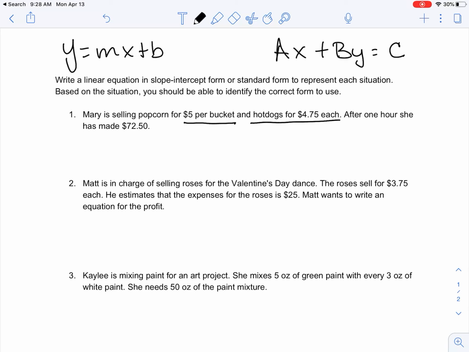So number one, Mary is selling popcorn for $5 per bucket and hot dogs for $4.75 each. After 1 hour, she has made $72.50. So that $72.50 is our constant. That's how much money she's made. So we're trying to figure out how many buckets of popcorn and how many hot dogs she's sold. So in this case, we are gonna want our two variables together. So this would be like 5 per bucket plus $4.75 per hot dog equals $72.50. So when you know your total or the amount you're trying to reach, you would use standard form.